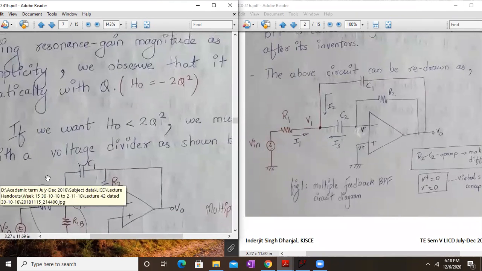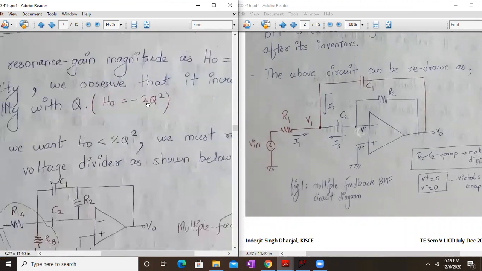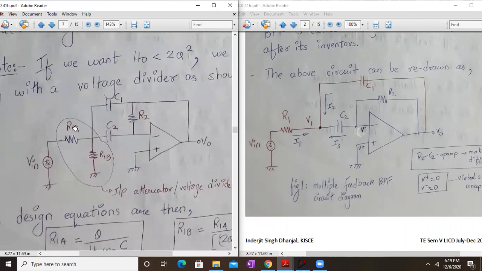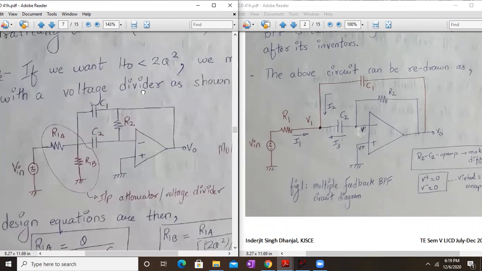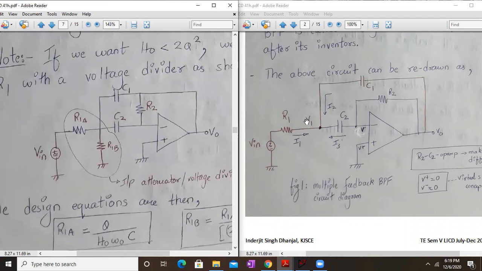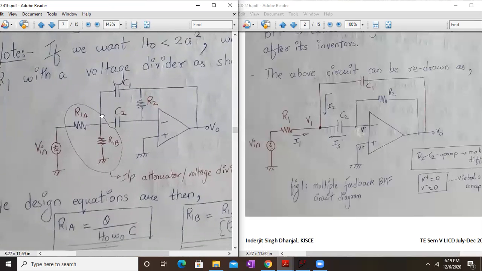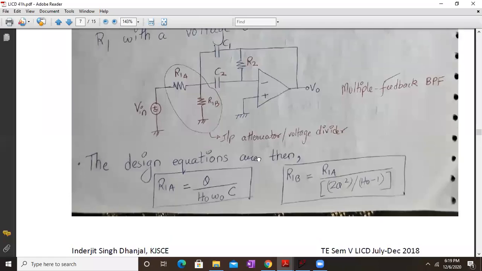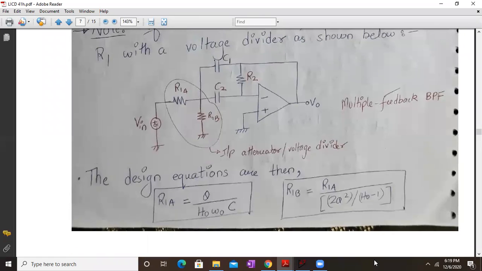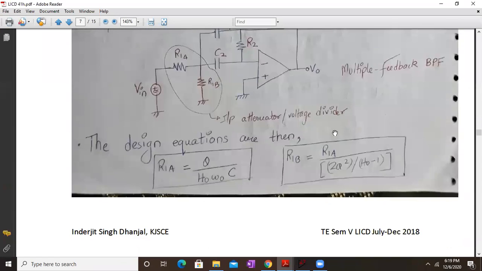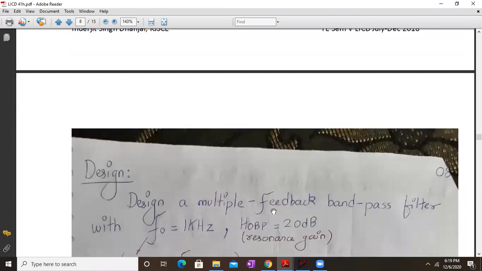If we want H naught, that is the band pass gain actually, to be lesser than 2Q square, we have to divide this R1 as R1A and R1B like this. From this modification, you have to go over here. Then the design equations will be: R1A will be Q upon H naught into omega naught C, and R1B will be R1A times 2Q square divided by H naught minus 1. With this, we can get H naught lesser than 2Q square. Okay. So this was one of the design suggestions.